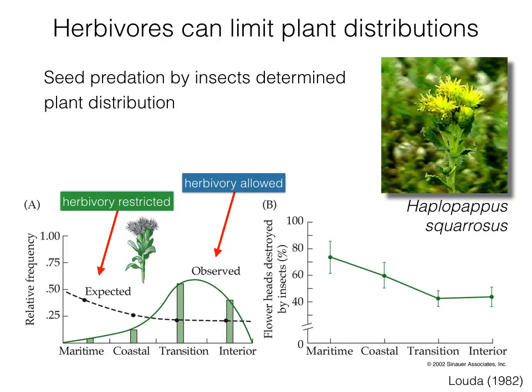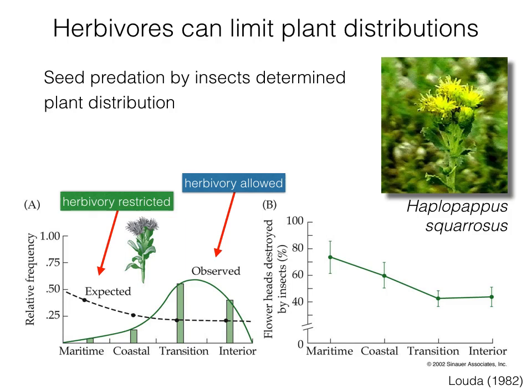So you can see in the picture that the Haplopappus produces these yellow flowering heads. This plant is actually in the sunflower family, and it produces kind of like little dandelion types of flowers with many flowers in them. And so Lauda was able to count the number of these flowering heads that were destroyed by the insect.